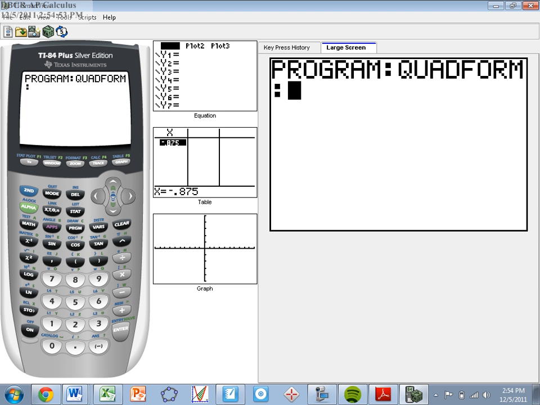Now, what we're going to do is actually enter the program into the calculator. And there are a few steps to do so. I have a handout that outlines all this, but I want to go through it together, and then I'll give you the handout at the end, in case there's any confusion. But we're going to go through this together one step at a time.